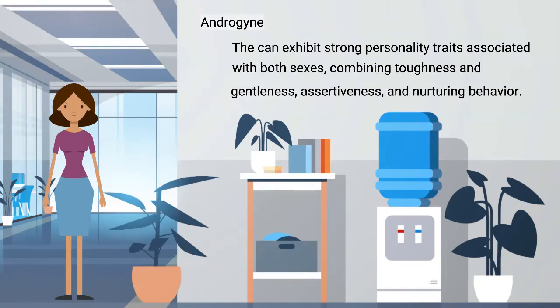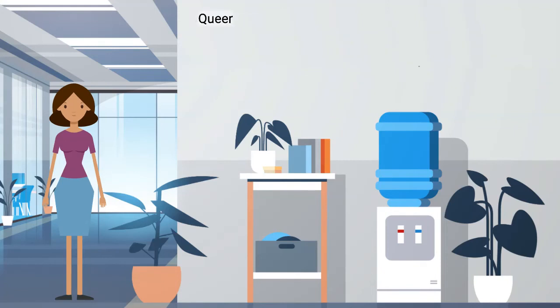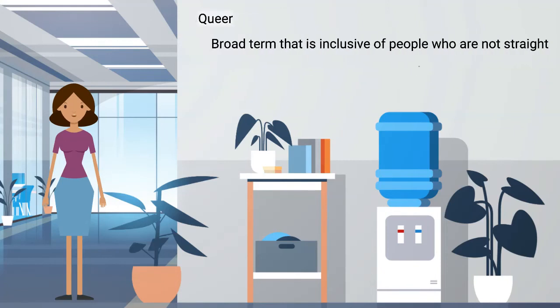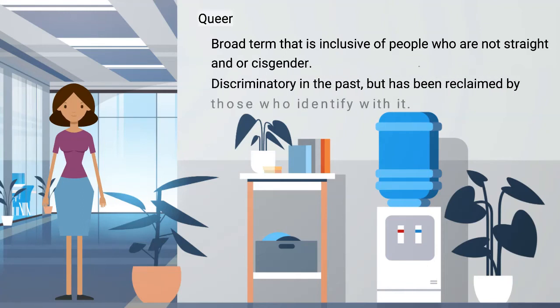Queer. Queer is a broad term that is inclusive of people who are not straight and/or cisgender. The word was used as discriminatory in the past, but has been reclaimed by those who identify with it.